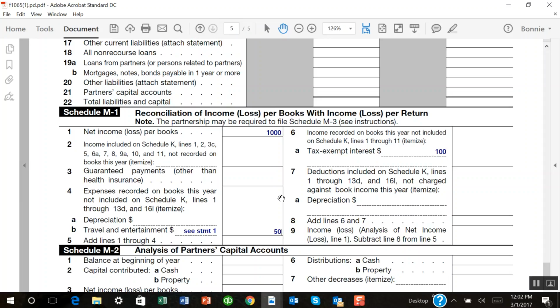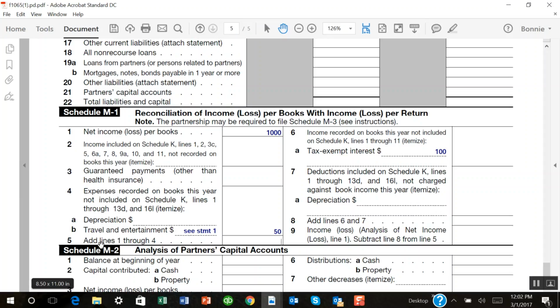So let's say that I have $1,000 of book income. Included in that, I have $100 of tax-exempt interest income, and I also have $50 of penalties. Everything else that's on my books is either deductible or includable. It's deductible if it's an expense, or it's includable in income if it's income. So now I can do my reconciliation.